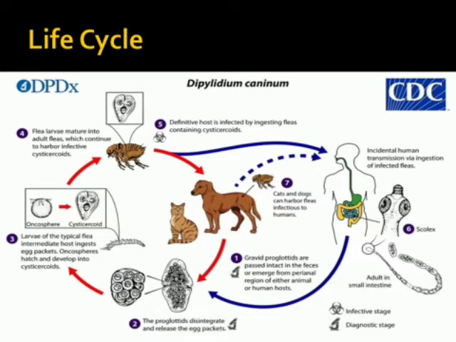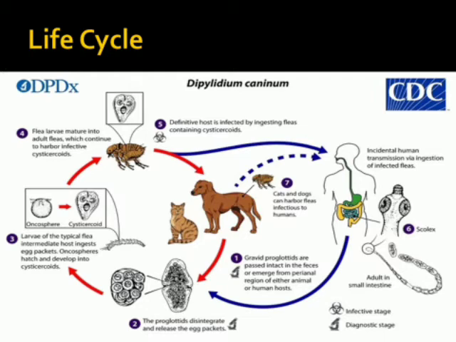First, gravid proglottids are passed intact in the feces or emerge from the perineal region of either the animal or human host. Then, the proglottids disintegrate and release the egg packets. Larvae of a typical flea intermediate host ingest the egg packet, and the oncospheres hatch and develop into cysticercoids.